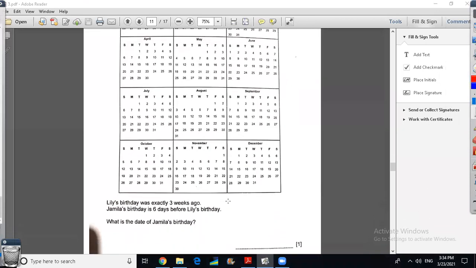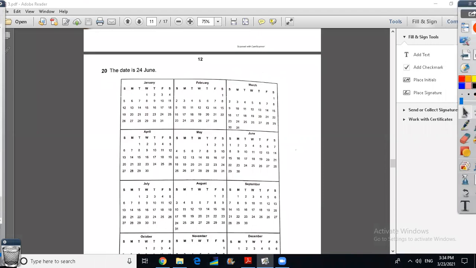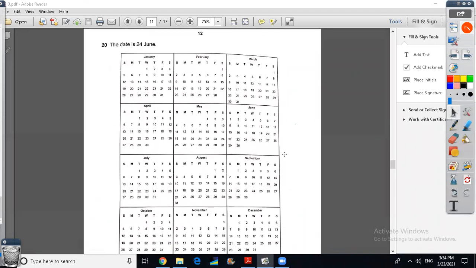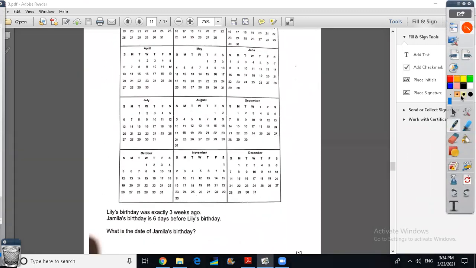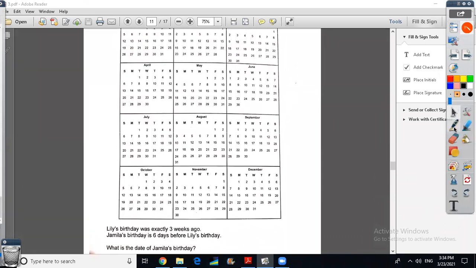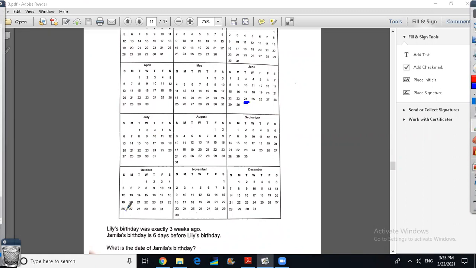Calendars. Okay. Lily's birthday was exactly 3 weeks ago. What's the date today? It's 24th of June. Where's 24th of June? The date is 24th of June. Here is June. That's it, 24th of June. They said Lily's birthday was exactly 3 weeks ago. So this is the date today. Here it is. 3 weeks ago, go 1 week up, 2 weeks up, 3 weeks up. So Lily's birthday is the 3rd of June.